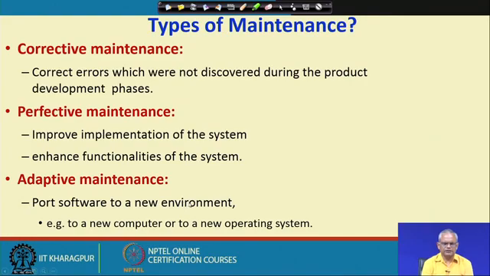So, there are three reasons why maintenance may be needed for a software. One is called corrective maintenance. This maintenance is required to correct bugs, perfective maintenance to make the software more perfect, like add new features, make the implementation more efficient, and adaptive maintenance where we need to make it work with other types of software, hardware, and so on.